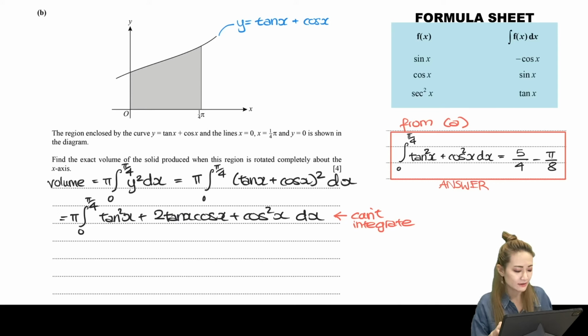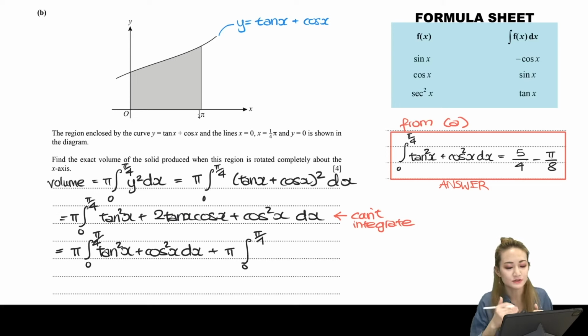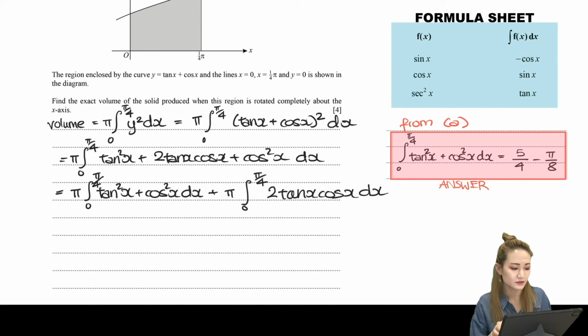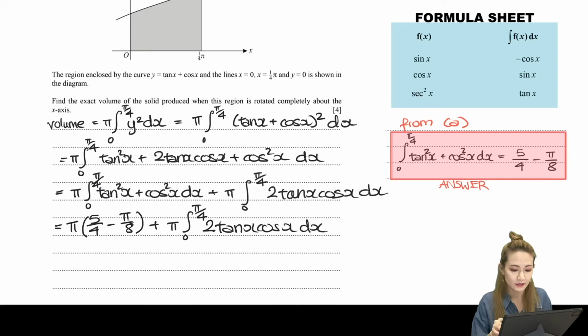So if I rewrite that as pi times the integration of tan squared x plus cos squared x dx and then separate it from the 2 tan x cos x part, we already know the value of the first part of the integral. So the first part will be equal to pi times 5 over 4 minus pi over 8. And we still need to find the integration from 0 to pi over 4 of 2 tan x cos x dx, which we cannot do from the formula sheet.